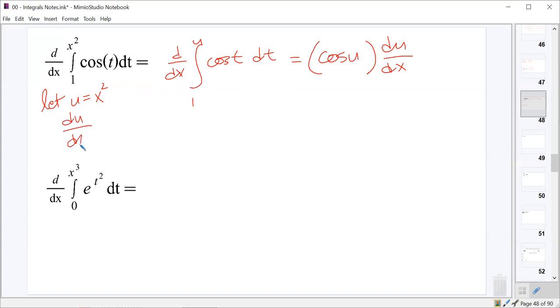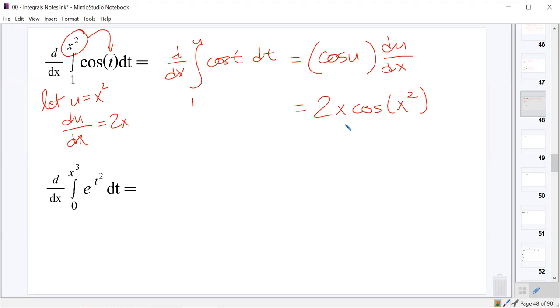We look over here, du/dx is 2x, and cosine u is cosine of x squared. So really, we're just applying the chain rule here. You can pretty quickly and easily just plug that x squared in here and then multiply by the derivative of x squared. So that's what we're going to do here on this second one.